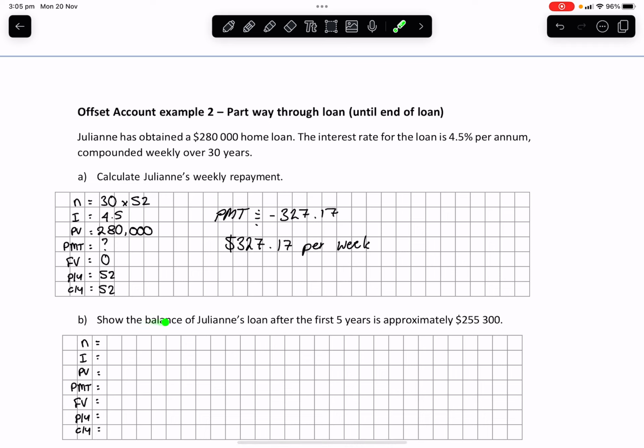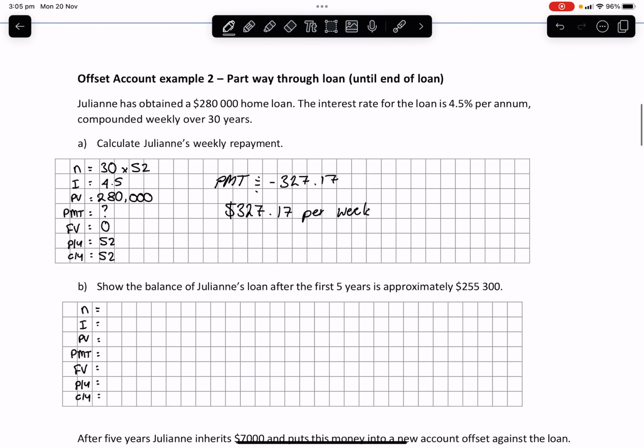Now, part B, show the balance of Julianne's loan after the first 5 years is approximately $255,300. Now, this is also a question we've done quite a bit of. So I'm looking for my future value. I've got 5 years times 52. I've got 4.5%, still $280,000. I use my PMT that I just calculated, 327.17. And I'm still looking at weeks, so 52 and 52.